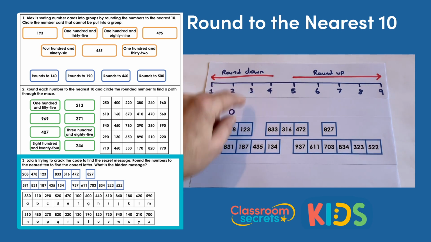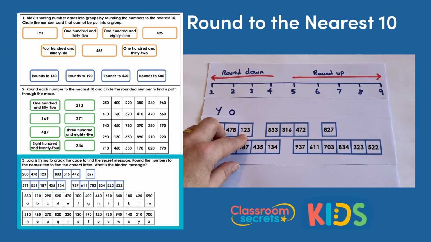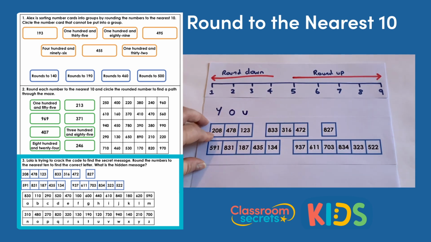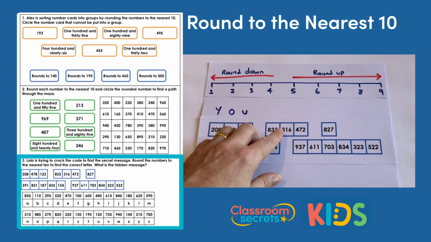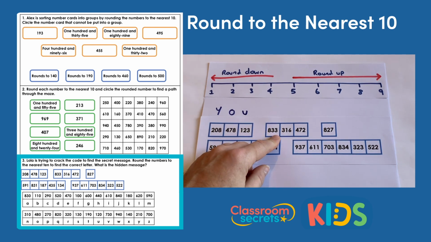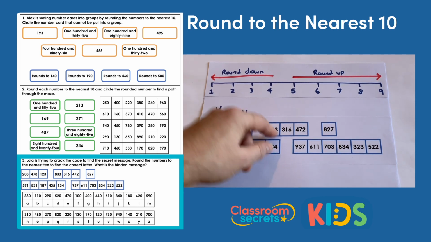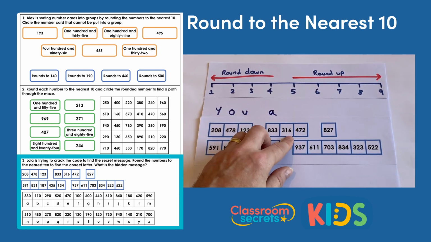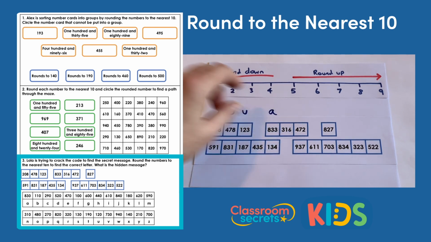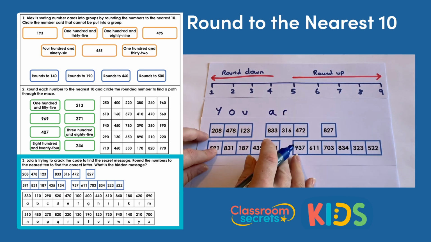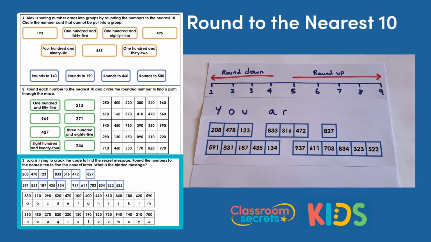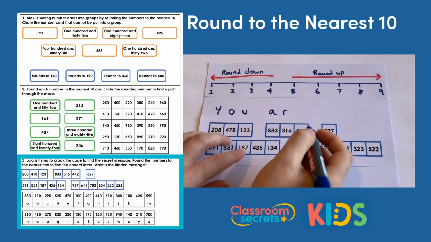123, that's got 3 ones, we're going to round down to 120. And looking at the chart there, that is a U. So our first word is YOU. 833 has 3 ones, again it's going to round down to 830, and that would be letter A. 316 has 6 ones, so we're going to round that up to 320, and that would be the letter R. And 472 has 2 ones, so we're going to round down to 470, that will be letter E. So we have ARE.